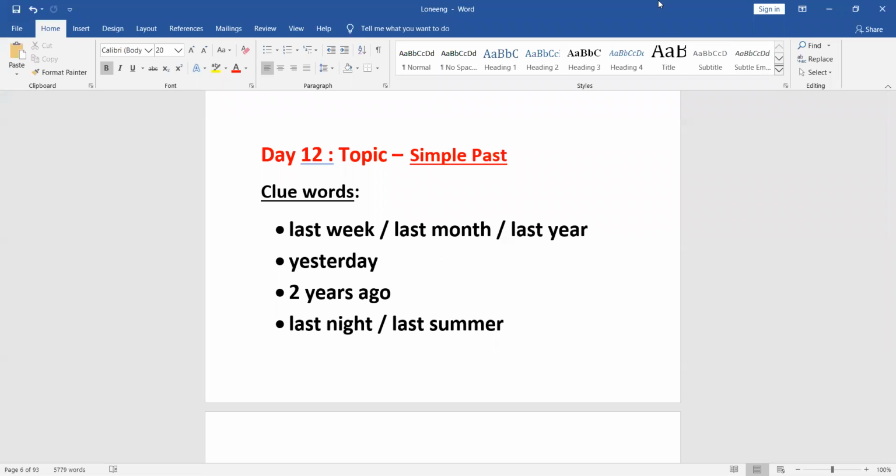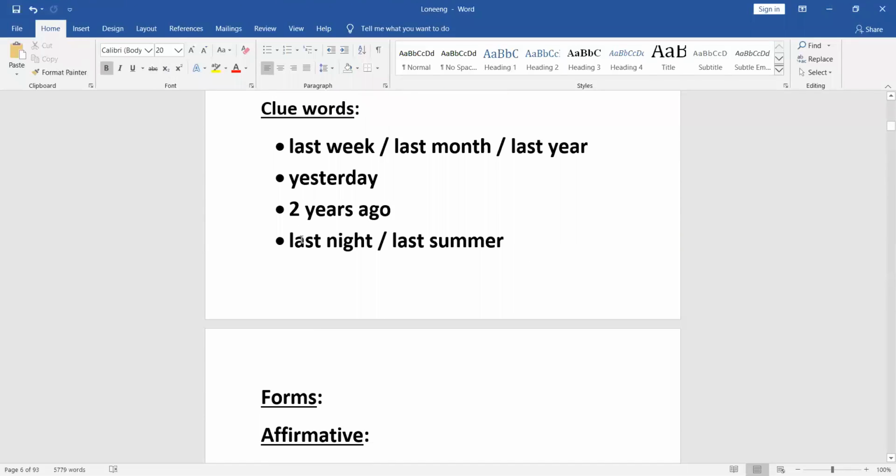Now, what we're going to basically do is take a look at what is simple past, and I'm going to give you some clue words. What are clue words? Words that give you an indication. So if I say last week, or last month, last year, yesterday, 2 years ago, last night, last summer, all these are clue words, words that indicate something of the past.